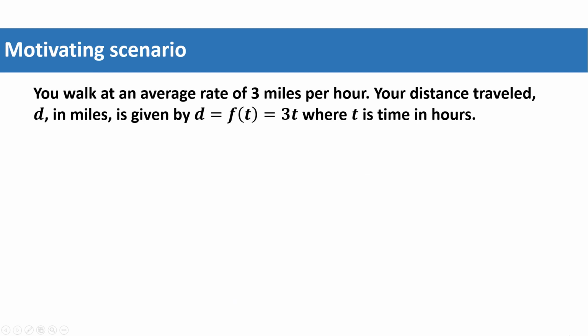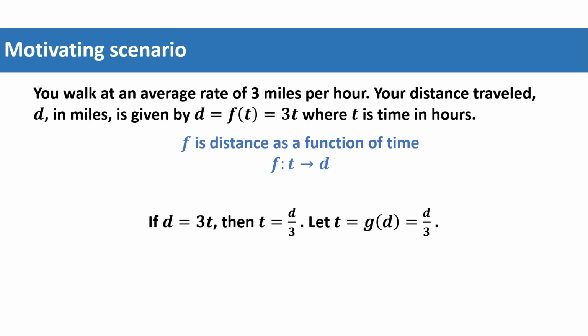So suppose you're walking at an average rate of 3 miles per hour. Your distance traveled d in miles is given by d equals f of t equals 3t, where t is time in hours. Then the function f is distance as a function of time, meaning that function f converts times to distances. And if d equals 3t, then solving for t results in t equals d divided by 3.